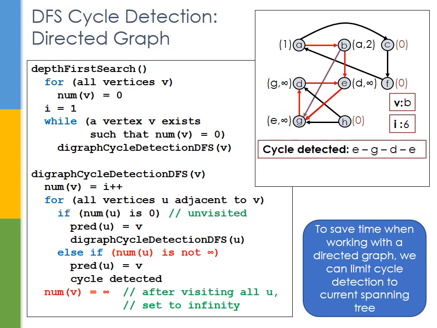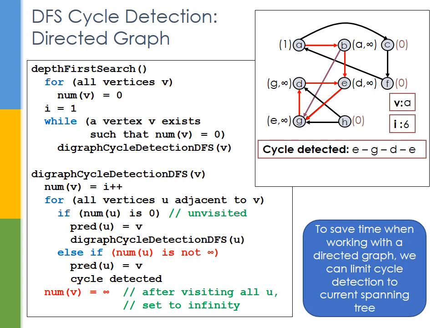So now we need to consider vertex G. We look at vertex G and we look at its number. We see that the number is not 0, but it is also infinity, meaning that we don't execute either body for either of these two if statements over here. So that means we have then considered all of the adjacent vertices for vertex B, which means we can then set its number to infinity.